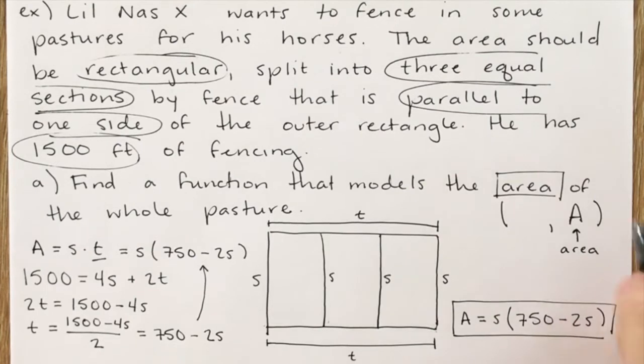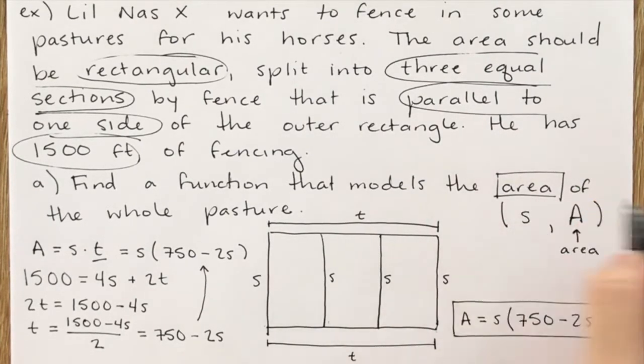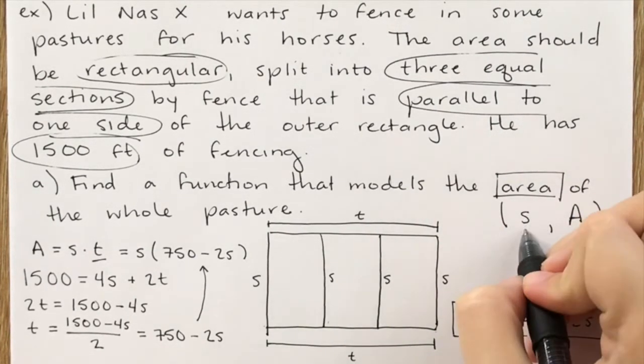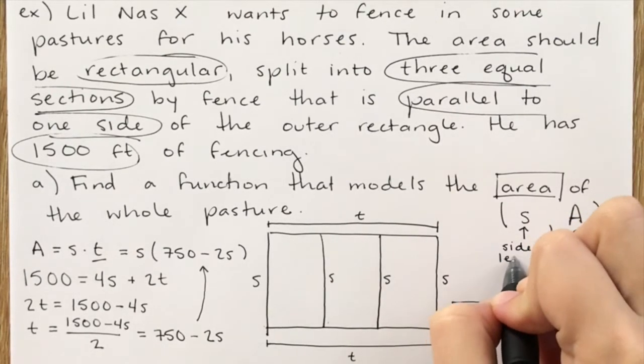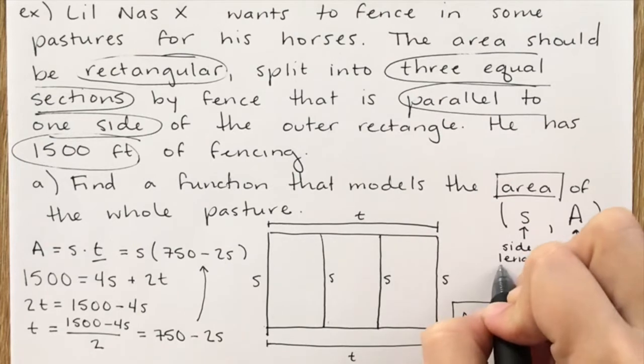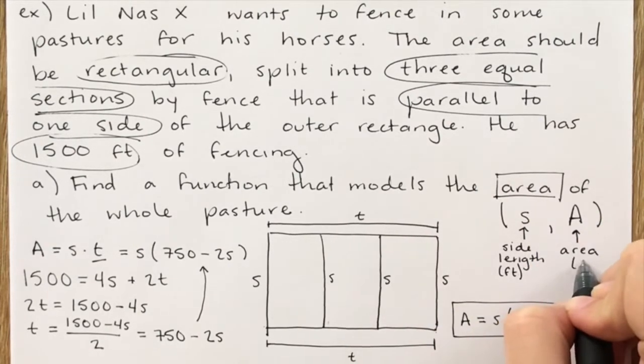Really quick before we move on, that means that our independent variable for this problem is S, which represents side length. Again, our units are feet and square feet.